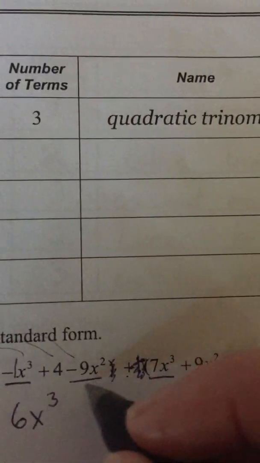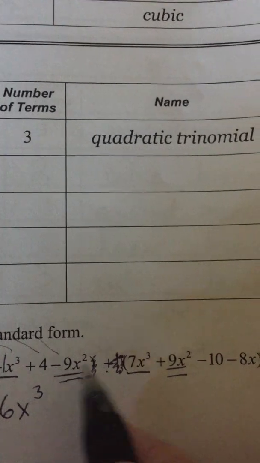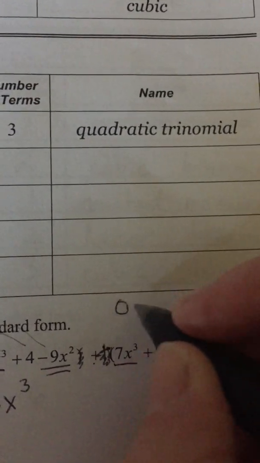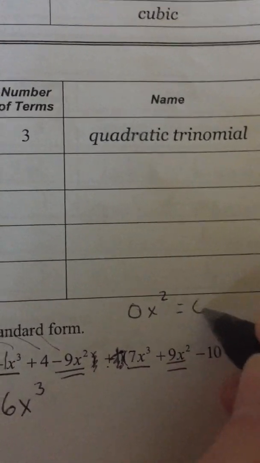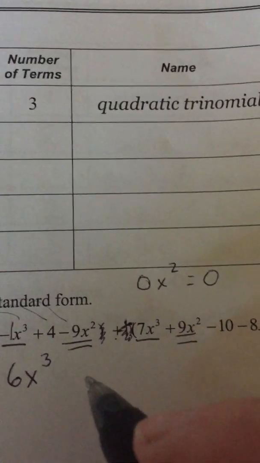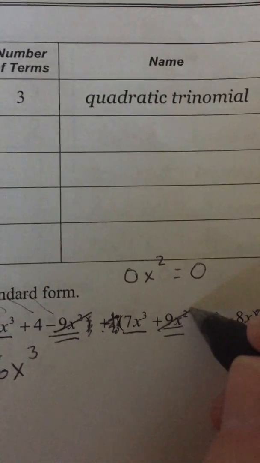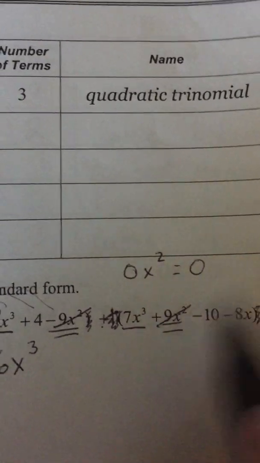Let's go do x squareds. There's some x squareds, and here's some x squareds. I have negative 9 plus 9. Well, negative 9 plus 9 is 0 x squareds. And 0 times anything is 0. So all I got to do is add a plus 0 down here. Well, if I add 0, is anything going to change? No. So they just totally canceled out. So I'm not going to write the plus 0. There's no reason to. But negative 9x squared plus 9x squared canceled out.